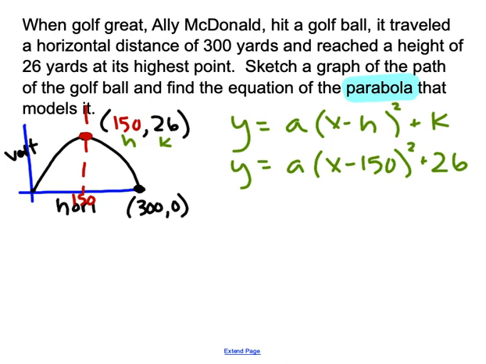And we're almost done, in the sense that the only thing we still have to figure out is what this a value is right here. So how could I use this formula to solve for a? Well, if I had an x value and a y value that I could plug in, the only variable left is a, so I could solve for it. I've got the origin at (0, 0), but I'm going to choose a little more interesting point and do (300, 0).